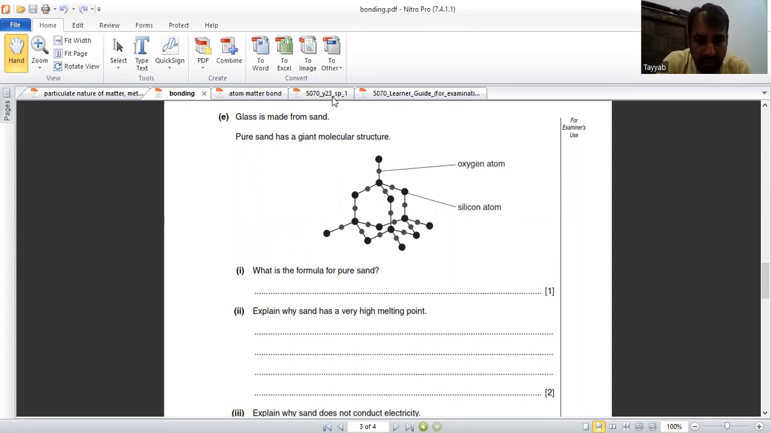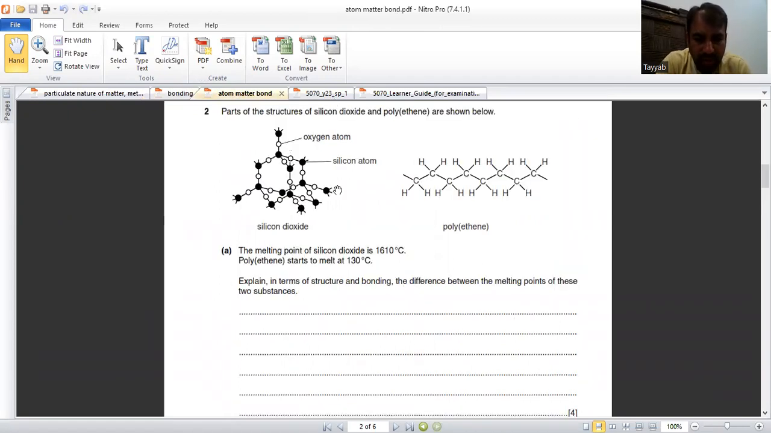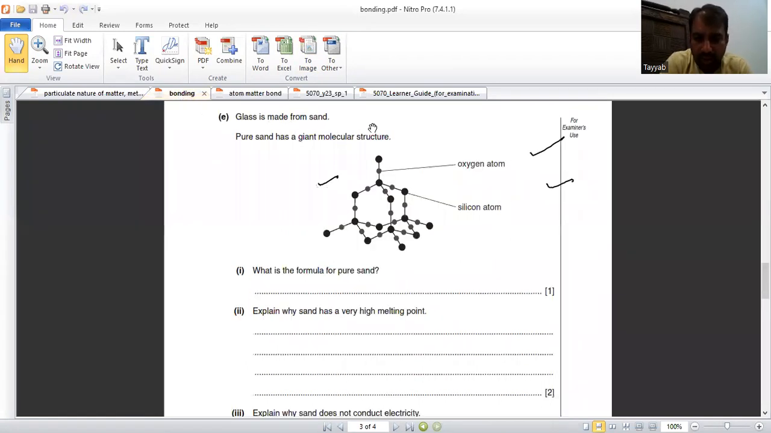Okay, there was another question which I would like to show you in this structure: explain in terms of structure and bonding the difference between the melting points of these two. When we have to melt this polyethylene, there is a need to break weak intermolecular forces, whereas for silicon dioxide there is a need to break strong covalent bonds, so it has a very high melting point.